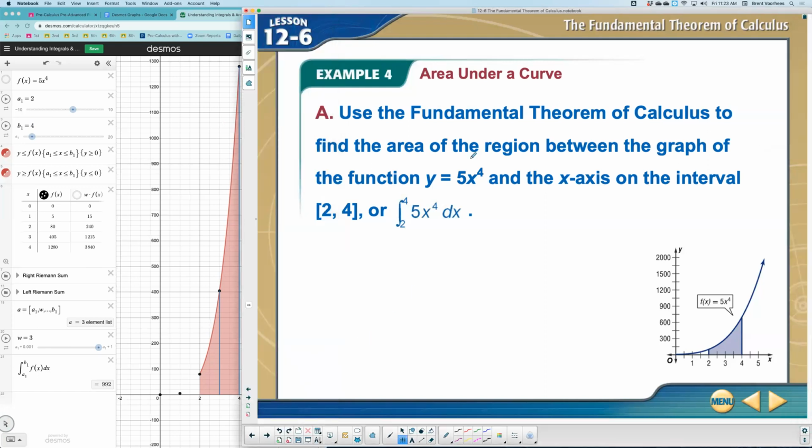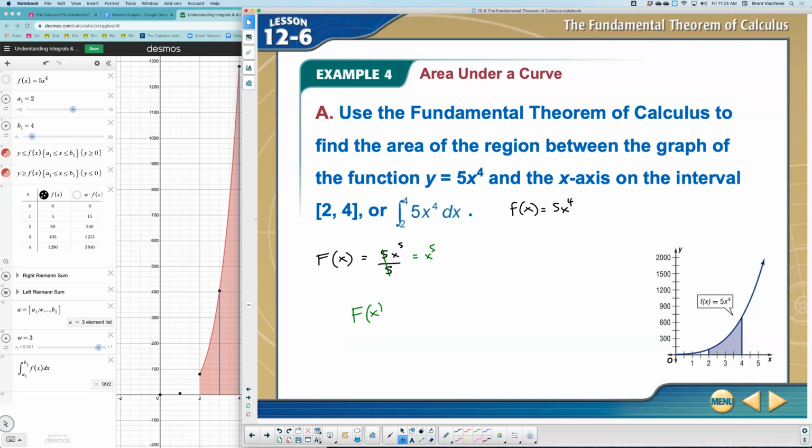So if f of x equals 5x to the fourth, then our antiderivative would equal 5x to the fourth plus 1, which 4 plus 1 is 5, divided by 5, which will just be x to the fifth. Normally we would add the plus c, but when you're evaluating an antiderivative, you don't have to worry about the plus c. You don't need that.